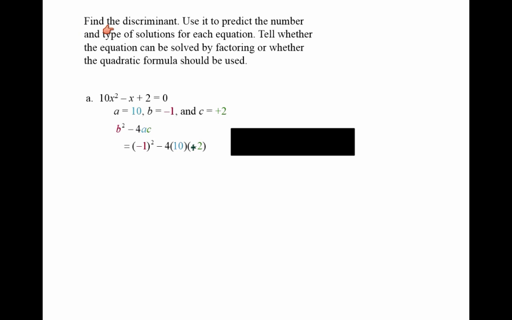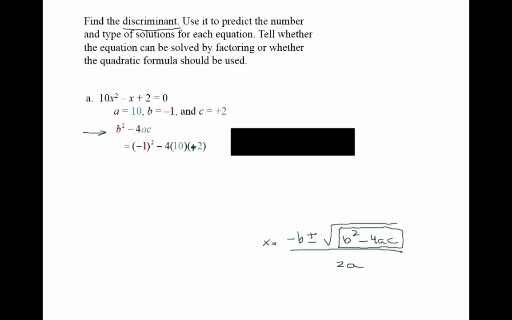Find the discriminant, use it to predict the number and type of solutions for each equation. Tell whether the equation can be solved by factoring or whether the quadratic formula should be used. Here we have our example, 10x squared minus x plus 2 is equal to 0. Once again, the quadratic formula would look like minus b plus and minus square root of b squared minus 4ac divided by 2a. All the terms under the radical are our discriminant.